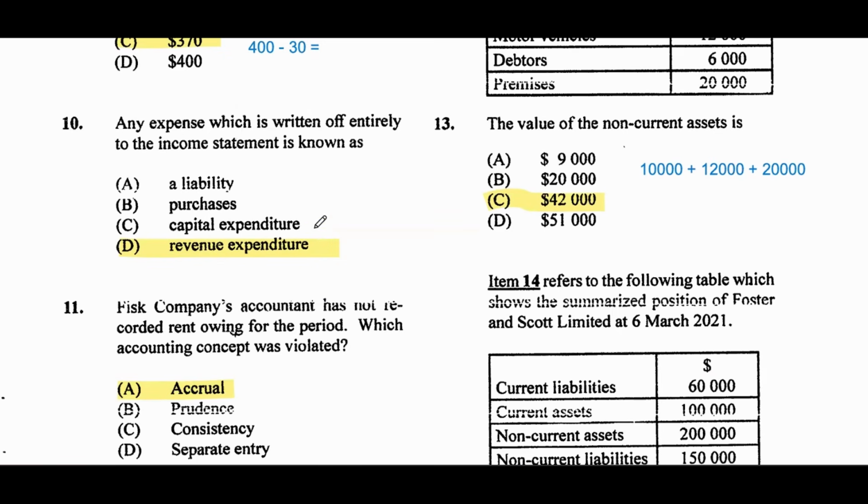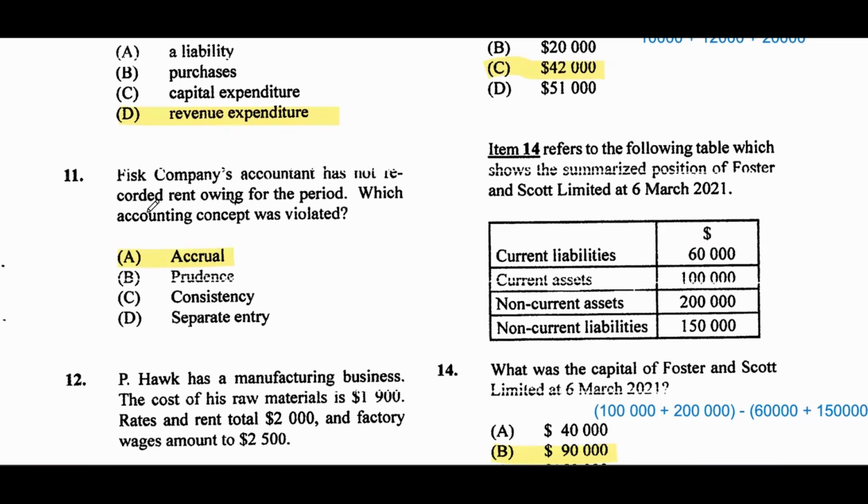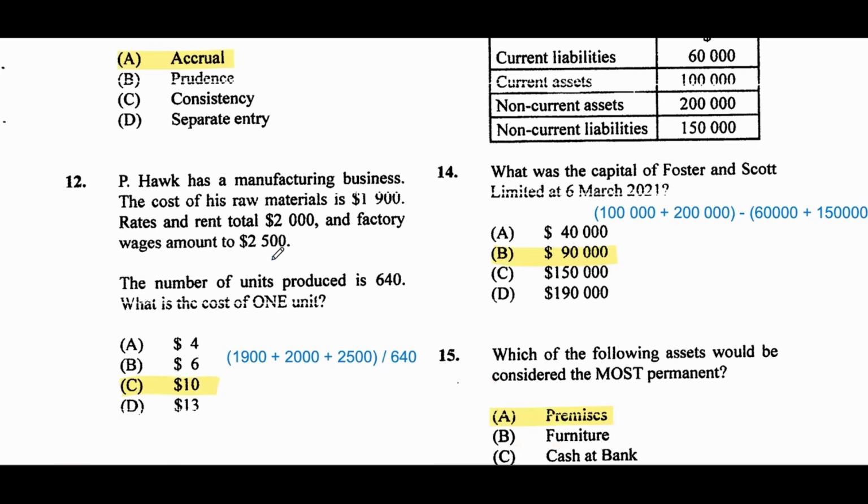Good. Question 10. Any expense which is written off entirely to the income statement is known as revenue expenditure. Definitely correct. Revenue expenditure is all this money being spent on your operational expenses, which shows up in your income statement. Now, question 11. The company accountant has not recorded rent owing for the period. Which accounting concept was violated? Well, definitely the accruals concept would have been violated, A.